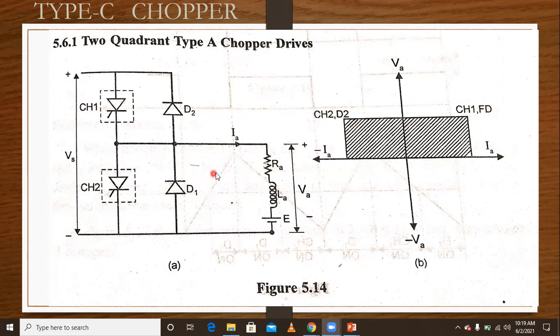So by using this chopper, it is operating in the first and second quadrant. In the first quadrant operation, VA is nothing but the voltage across this DC machine. In the first and second quadrant, VA is positive. The output voltage across this DC machine is positive only, but the current changes. In forward motoring mode, the current is positive, but in forward braking mode, the current is negative. IA is the current flowing to the armature winding.